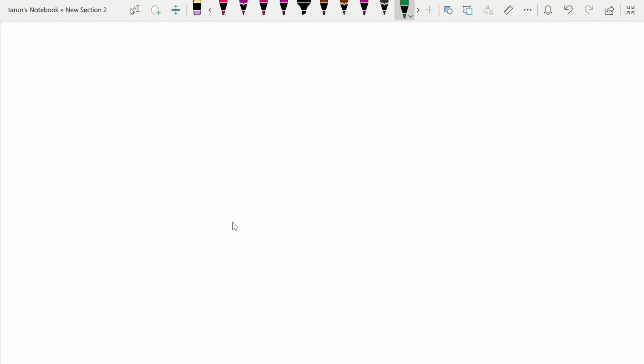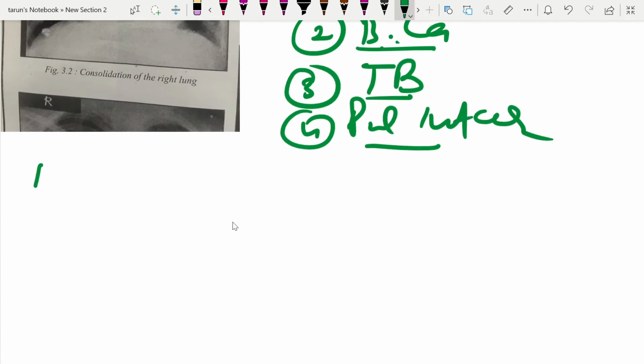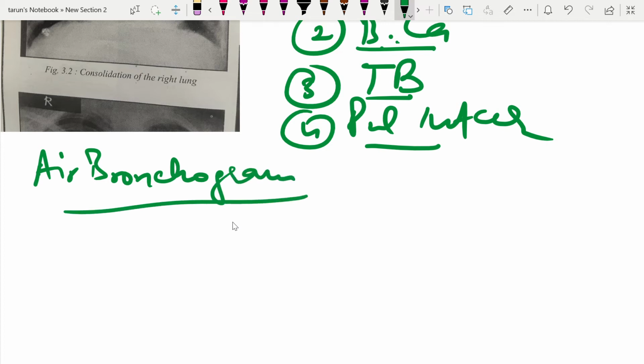Then they can ask you the question, what is air bronchogram? The bronchus contains air and the air is not visible separately in a normal chest X-ray. But in consolidation of the lung, or we can say pneumonia, the air within the bronchus casts linear translucency, that is, it appears black over the background of homogeneous opacity, that is consolidation.